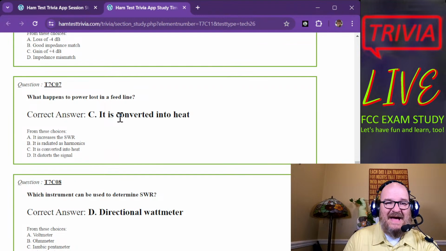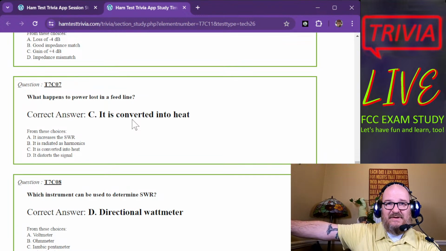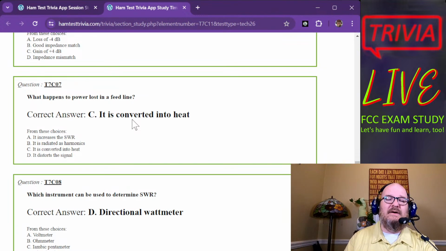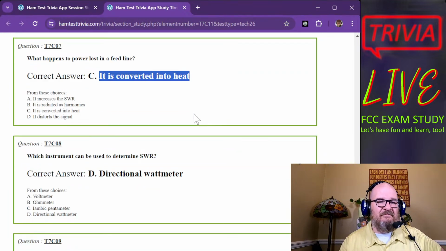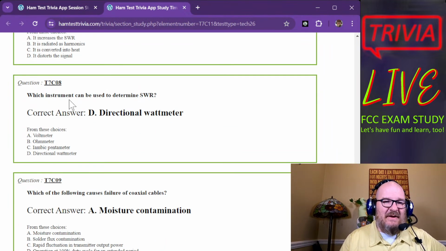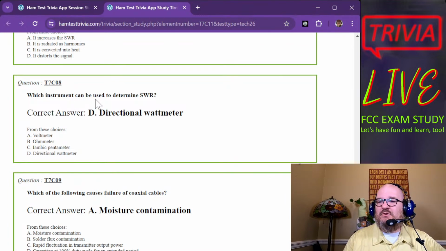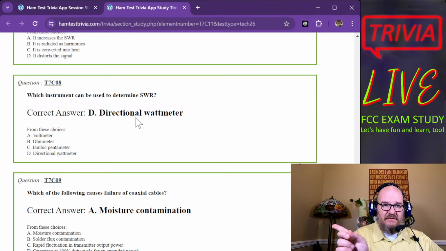What happens to power lost in a feed line? Well, if you learn from science, you can neither create nor destroy energy. If you're not getting all of your 100 watts into an antenna, it's got to go somewhere. It's converted into heat. So that's a nice little science question for you there. What instrument can be used to determine SWR? Well, that's a directional watt meter, and you put it one direction, measure, another direction, and measure.